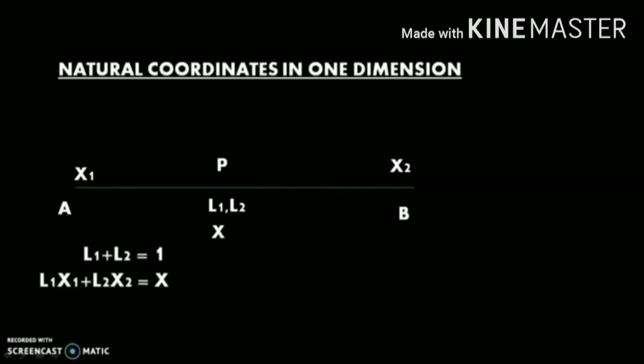Along with that, we have to notice there is a relationship between L1 and L2. The sum of L1 and L2 is 1. That is, for a one-dimensional element, the sum of two natural coordinates is 1. We get two equations and we have two unknowns. Here the unknowns are L1 and L2. By solving these two equations, we will get an expression for L1 and L2, which are not constants but vary with respect to x. Now we can advance our discussion to natural coordinates in two dimensions.